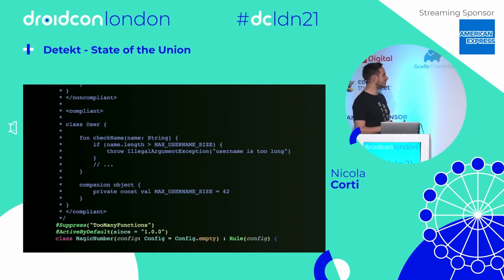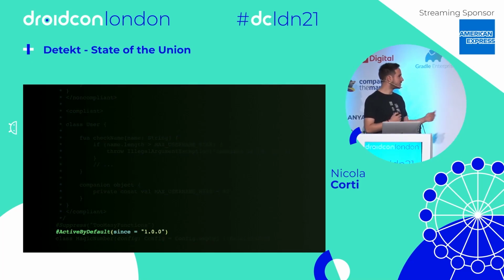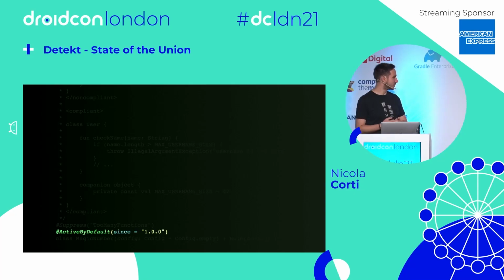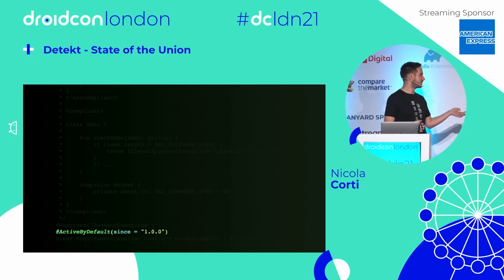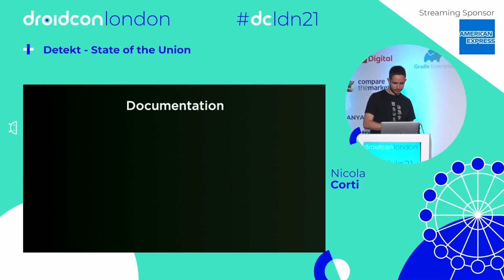And then recently, we also did a revamp of our documentation, and we moved to using annotations. So you will see that rules are annotated with some metadata. In this case, we have an annotation called active by default since a version. So this rule is active by default. It means that if you set up Detekt, this rule will run and will check your code. Not all the rules are active by default.